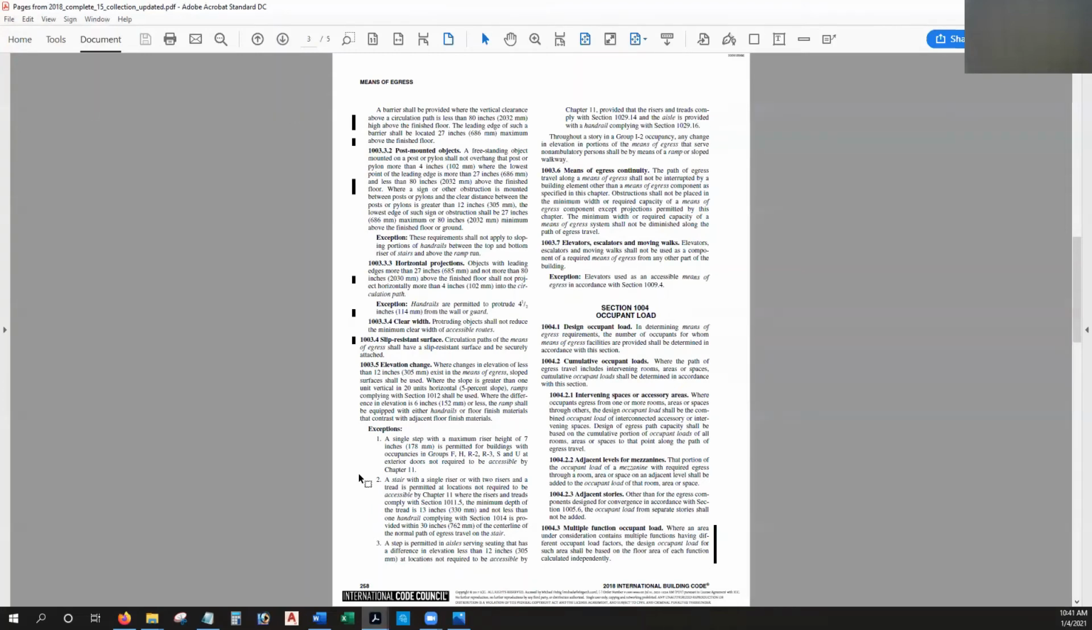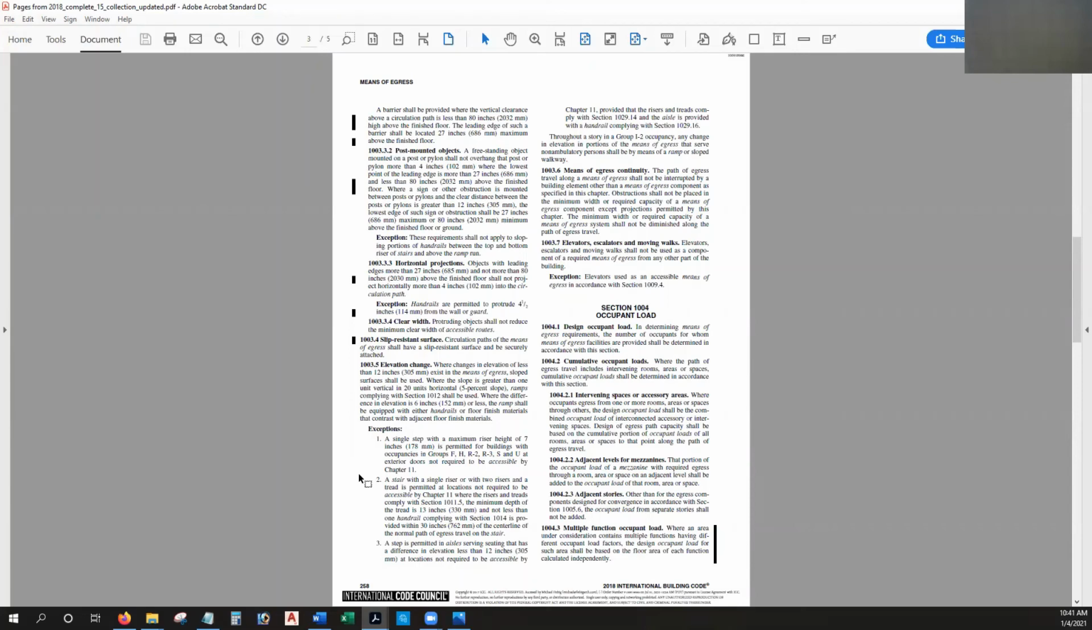So we have to obviously be in a location that is not required to be accessible, like a secondary means of egress or a secondary route around a building or facility, or even within a building or facility. But the point is, at locations not required to be accessible, a stair with a single riser or with 2 risers and a tread is permitted where the risers and treads comply with section 1011.5. The minimum depth of the tread is 13 inches if you do have 2 risers, because that would result in a tread in the middle. If it's a single step, then obviously there is no tread. You simply have a landing at the bottom and a landing at the top, separated by 1 single step. And not less than 1 handrail, complying with section 1014, is provided within 30 inches of the center line of the normal path of egress travel on the stair.